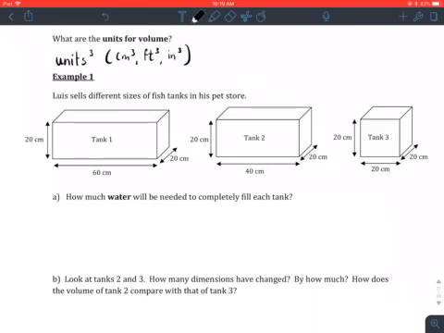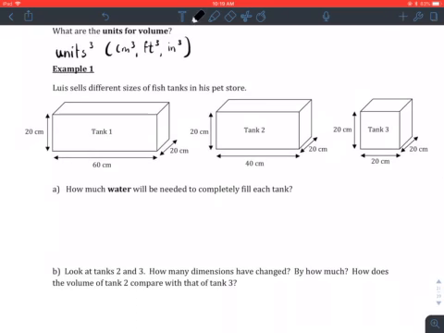Luis sells different sizes of fish tanks in that pet store, and the dimensions are given along with the pictures. How much water will be needed to completely fill each tank? If we're talking about an amount of water to fill something, we need to figure out the volume. Now we're going to find the volume of all 3 tanks.